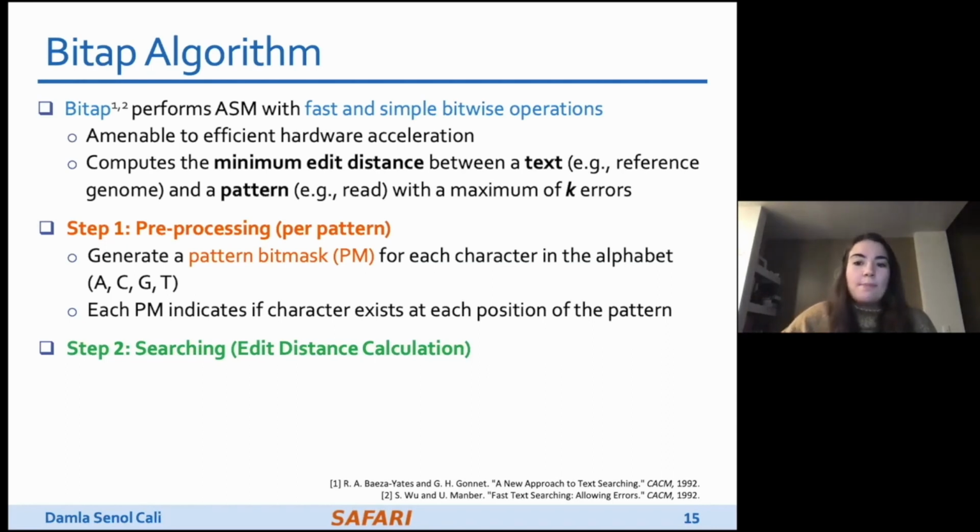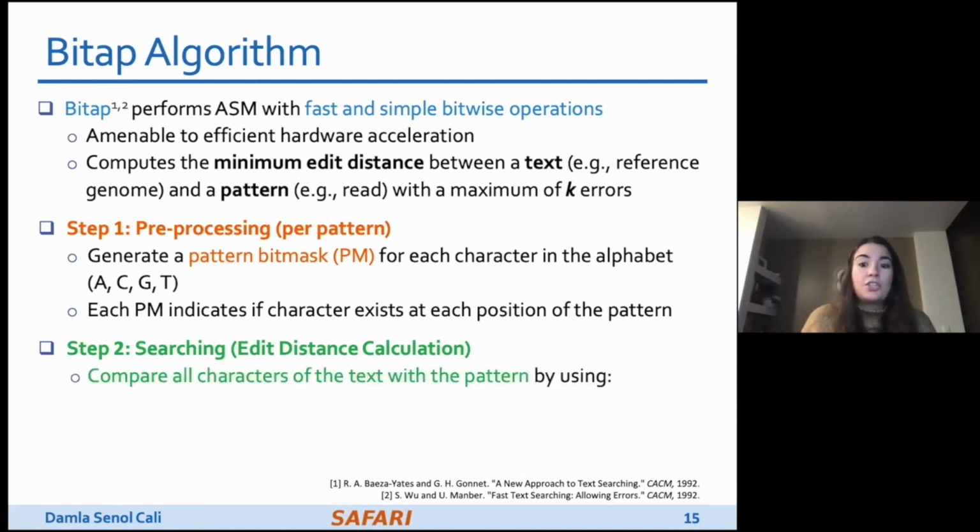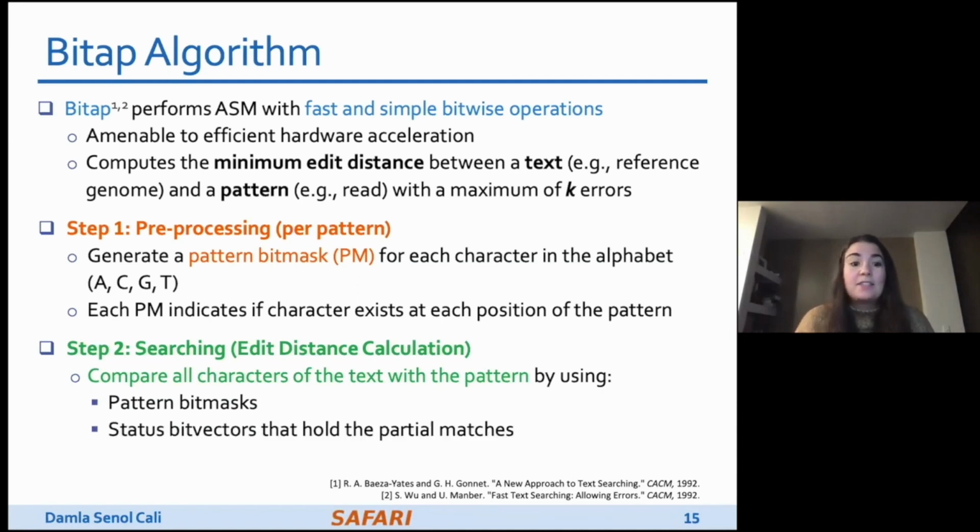And the second step, searching or edit distance calculation, is the main step of the algorithm. Here, we examine each text character one by one by using the pre-processed pattern bitmasks from the previous step, and status bit vectors, which are updated at each text iteration and hold the partial match information for the text characters examined so far, and simple bitwise operations.